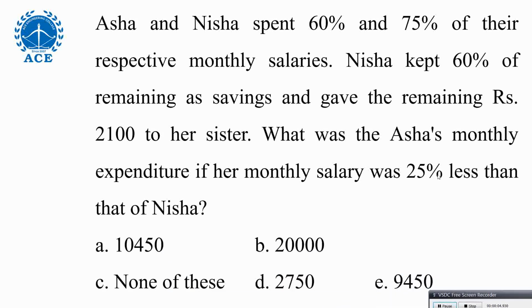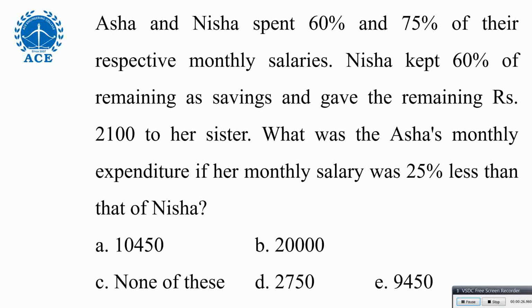Asha and Nisha spent 60% and 75% of their respective monthly salaries. Nisha kept 60% of the remainder as savings and gave the remaining 2,100 to her sister. What was Asha's monthly expenditure if her monthly salary was 25% less than that of Nisha?